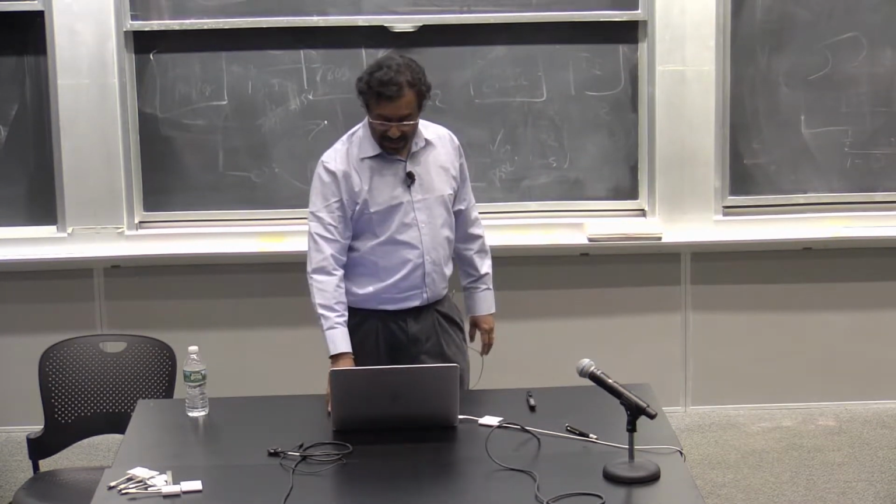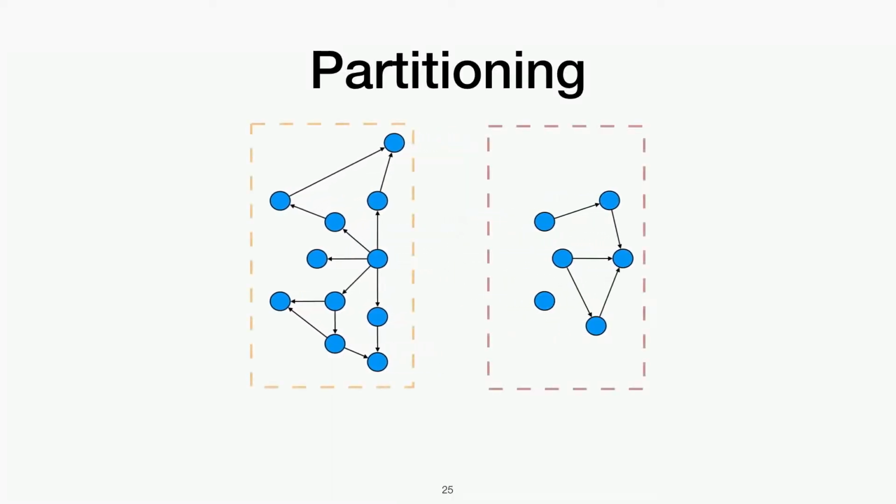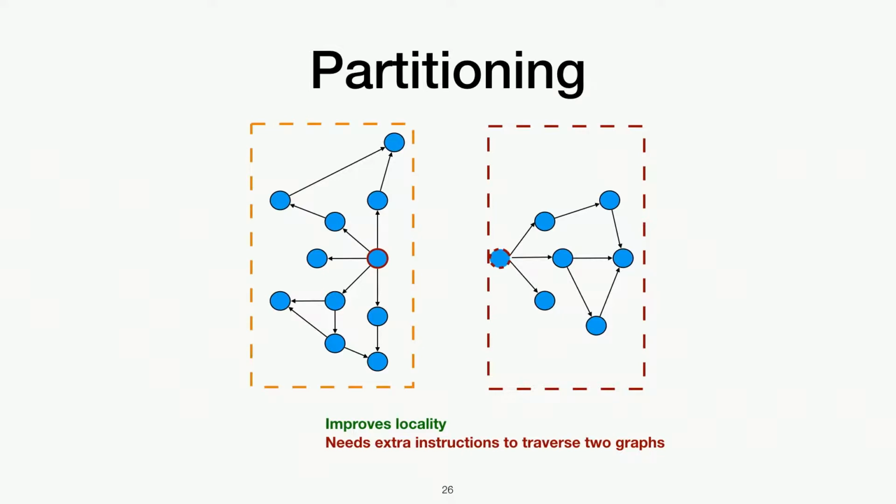Another interesting thing is I can take this graph and partition it. And once I partition the graph, I can say, okay, this core gets this graph, this core gets this graph, or this processor node gets this graph. What's the advantage of partitioning a graph? Why do I want to partition a large graph into small pieces?